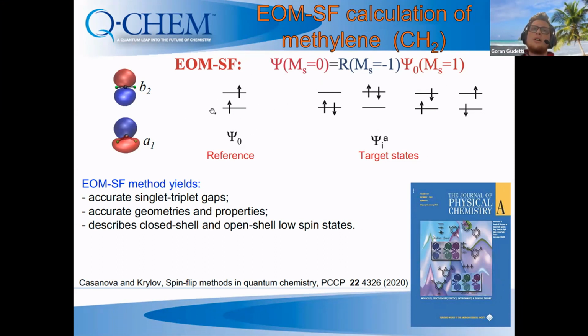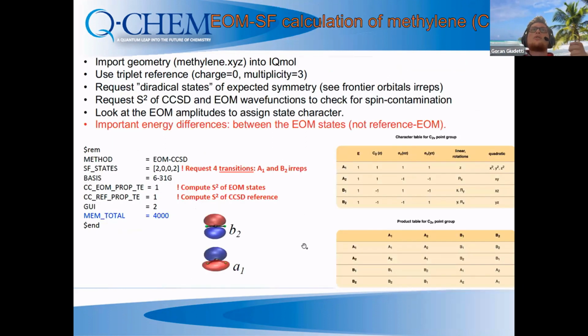We have our reference state, which we choose to be a triplet state, and we can get both closed-shell and diradical species, which are fairly common in many molecules and also in chemical reactions whenever we have bond breaking. So let's take a closer look at the exercise itself. It's very simple, straightforward, and fast.